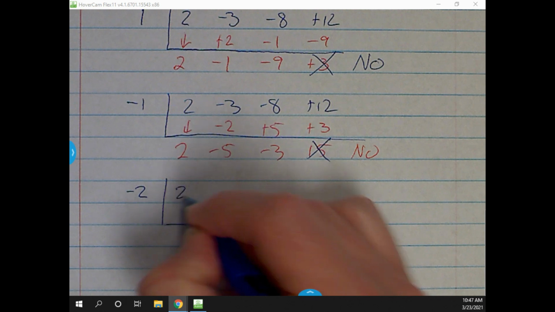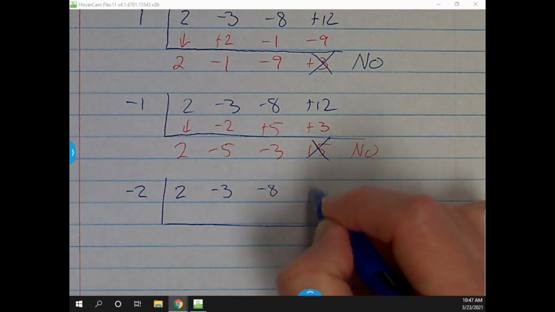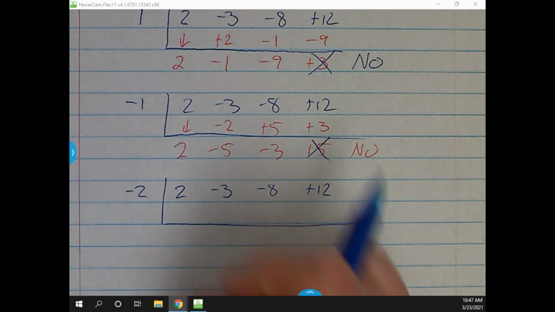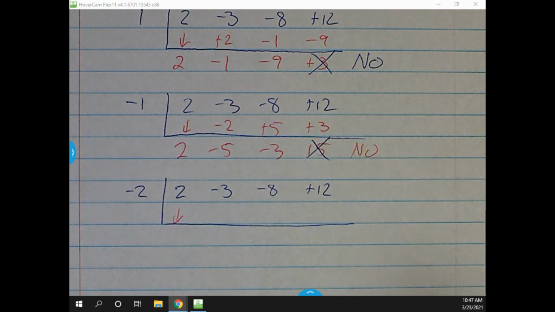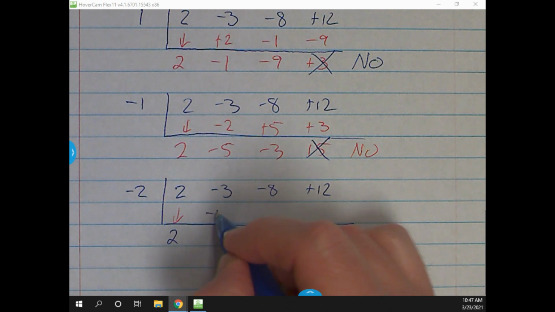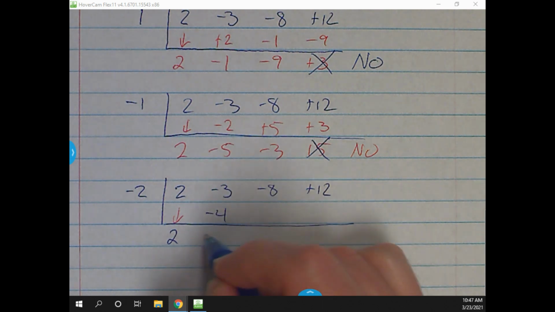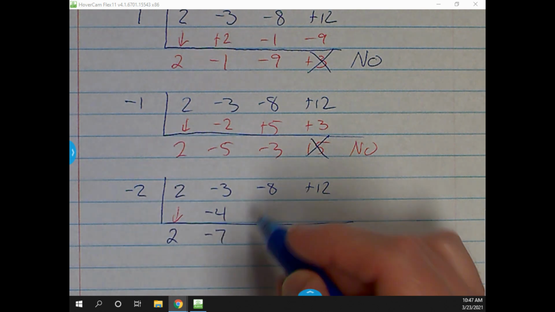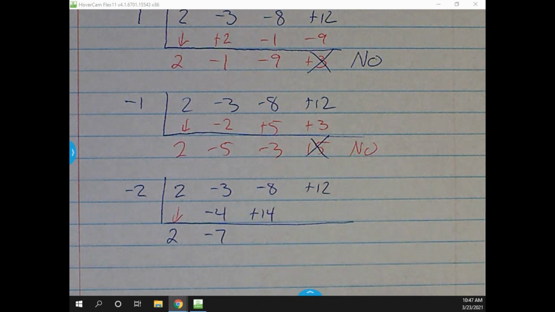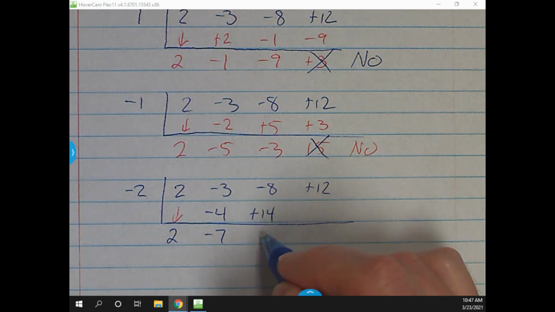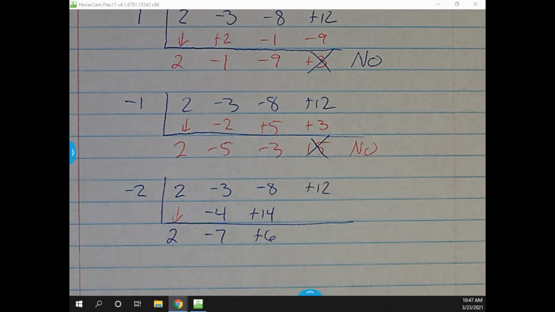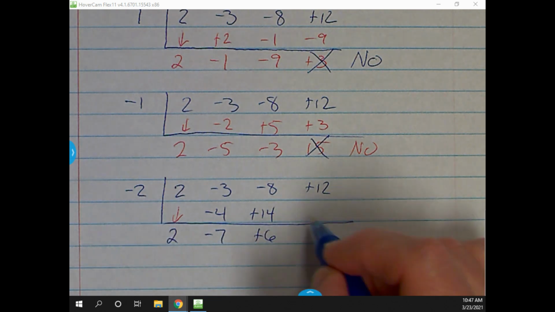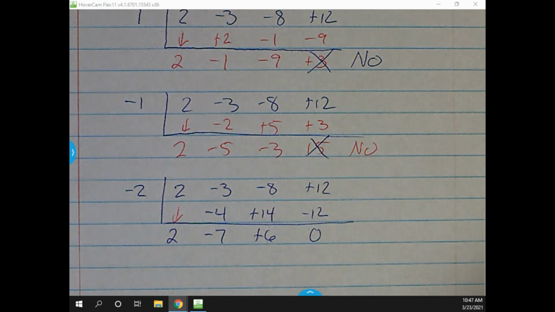Okay, so we're 2, -3, -8, +12. All right, -2 times 2 is -4. That's not looking good because that's already kind of a bigger number, -7. If we do -2 times -7, that's a +14. Well, that's not looking too bad here. 14 minus 8 is 6. Okay, that's going to work because -2 times 6 is -12. That's 0. That's what we wanted right there.